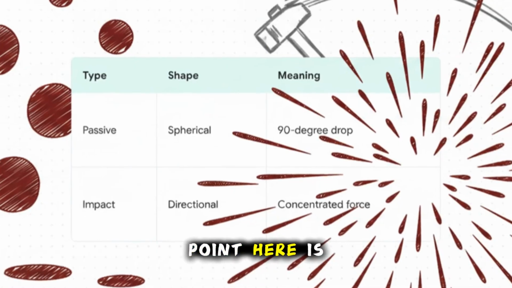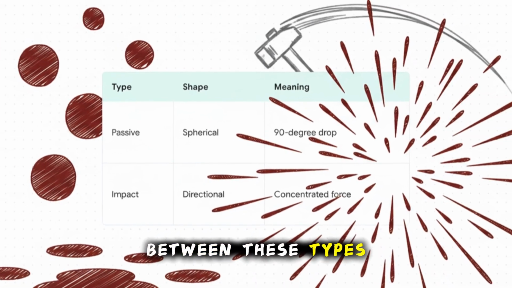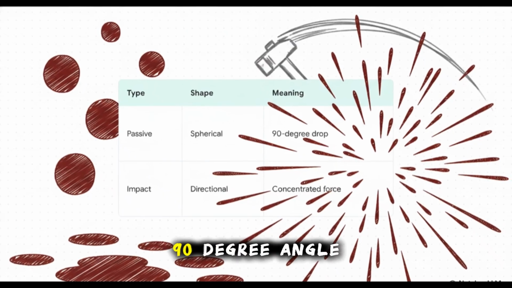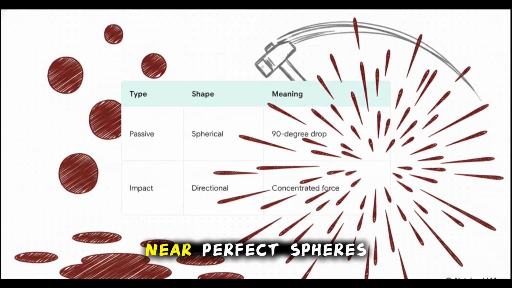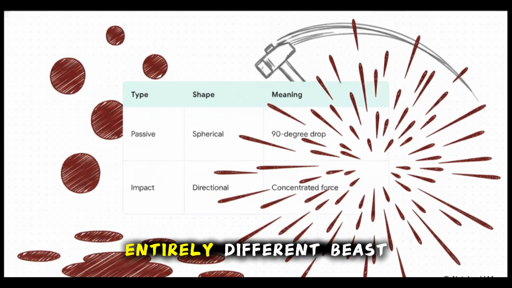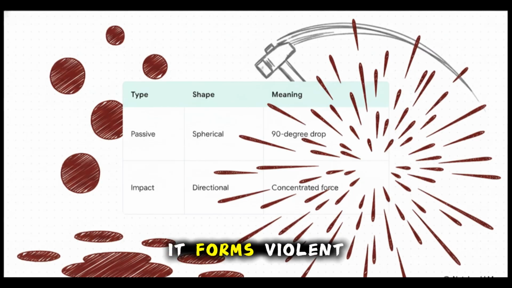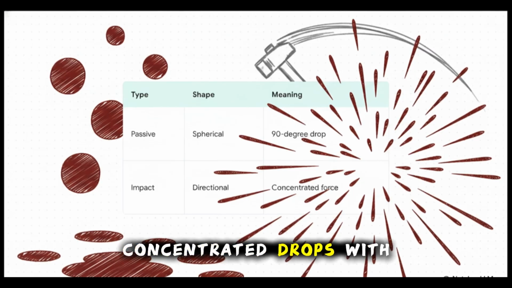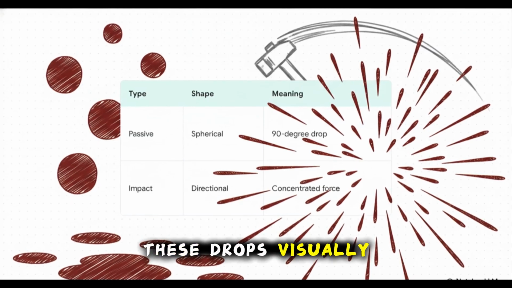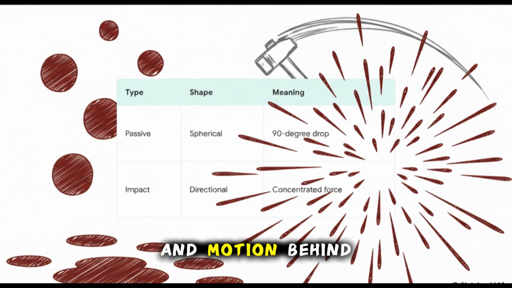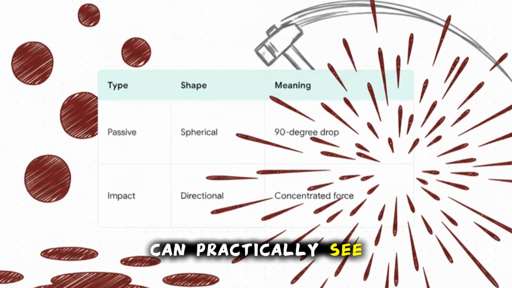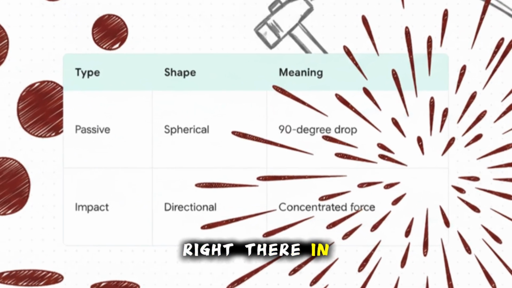So the crucial point here is understanding the difference between these types of stains. Passive blood stains, like pools or drops falling straight down at a 90-degree angle, form these passive, near-perfect spheres because of surface tension. But impact spatter? Entirely different beast. It forms violent, concentrated drops with crystal-clear directional trajectories. The shape of these drops visually illustrates the extreme force and motion behind the bloodshed. It's so vivid that the jury can practically see the physical swing of a weapon right there in the courtroom.